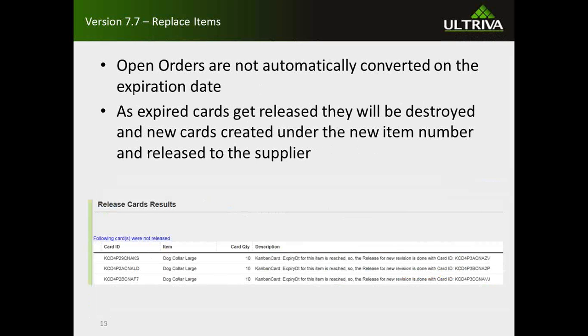All right, and once you do this, your open orders are not automatically converted on that expiration date. If you have cards released to your supplier, they still go through the loop. They're still able to accept them, ship them, and receive them. And then once you release them, those expired cards will get destroyed, and new cards will get created under that new item number, and then those new cards released to the supplier under that new item number. And we'll go through an example of how that works.